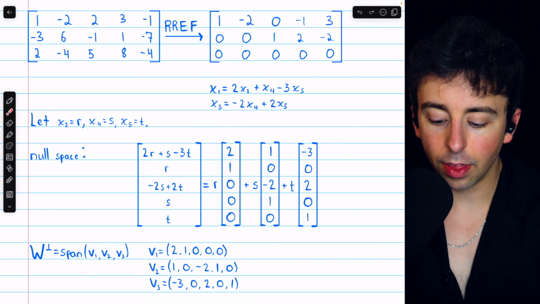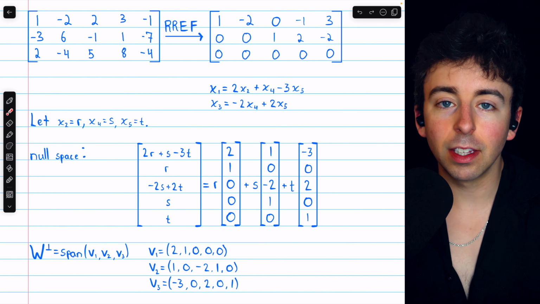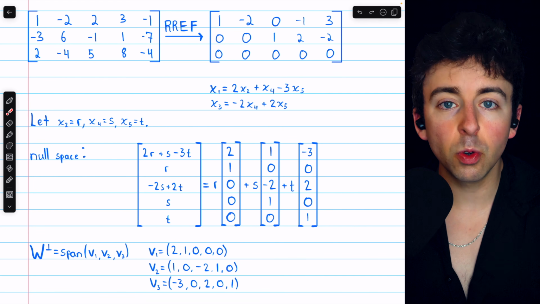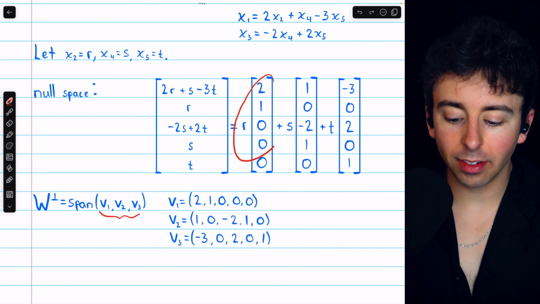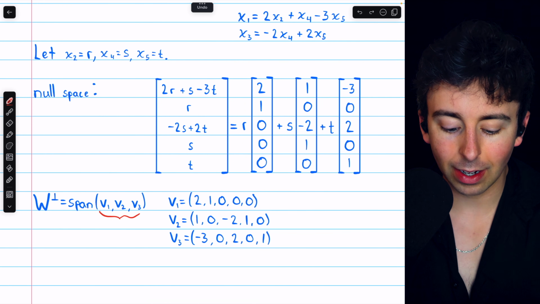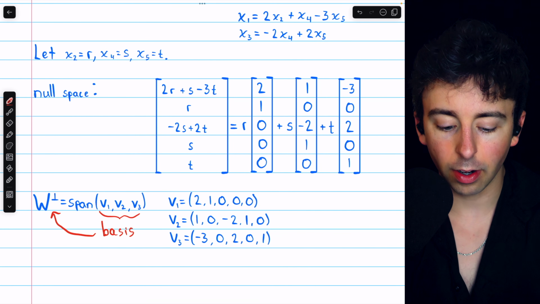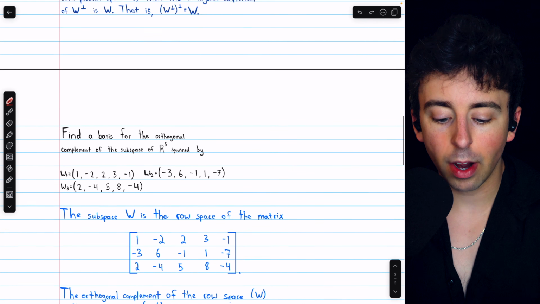That's V1, that's V2, that's V3, and together we can combine these vectors in infinitely many ways to obtain all of the vectors in W perp. And again, this process always produces linearly independent vectors, so these three vectors do indeed form a basis for the orthogonal complement. So that's a little bit about orthogonal complements in inner product spaces.